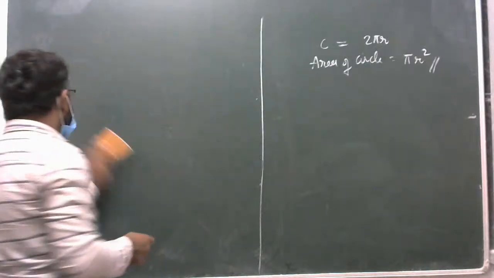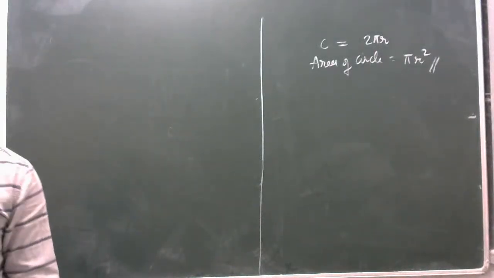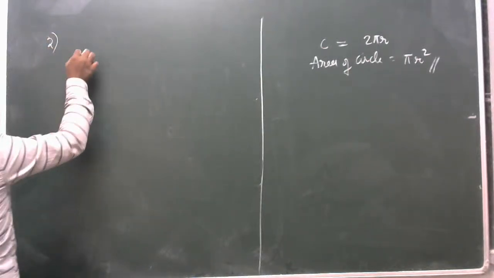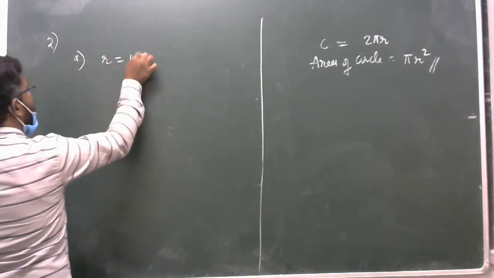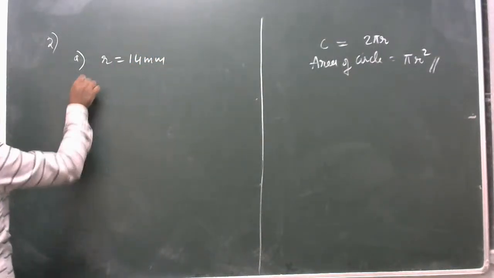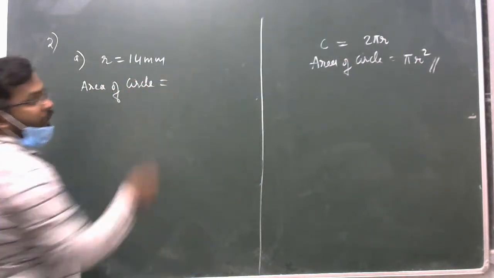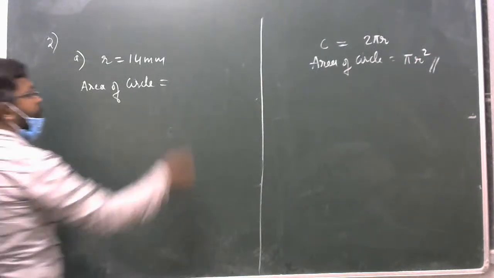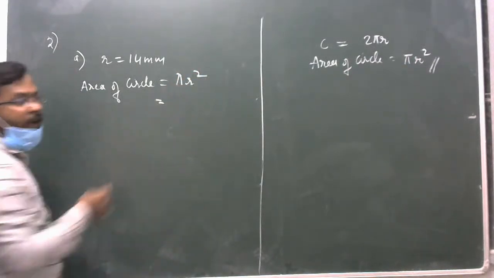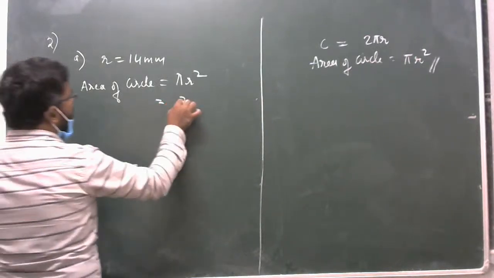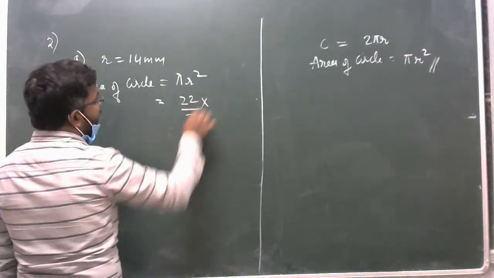In question number 2, it is given: find the area of the following circle. Radius is equal to 14 millimeter. Now, what is the formula for the area of a circle? The formula we just wrote is pi r square. What is the value of pi? 22 by 7. When 3.14 is not given, you have to use that. So 22 by 7 into r square.